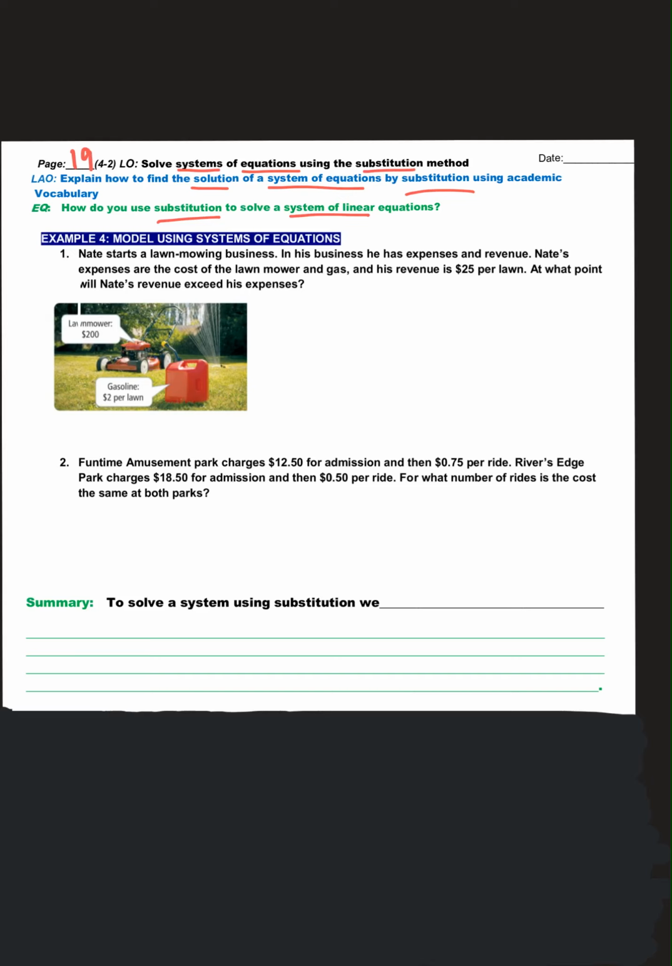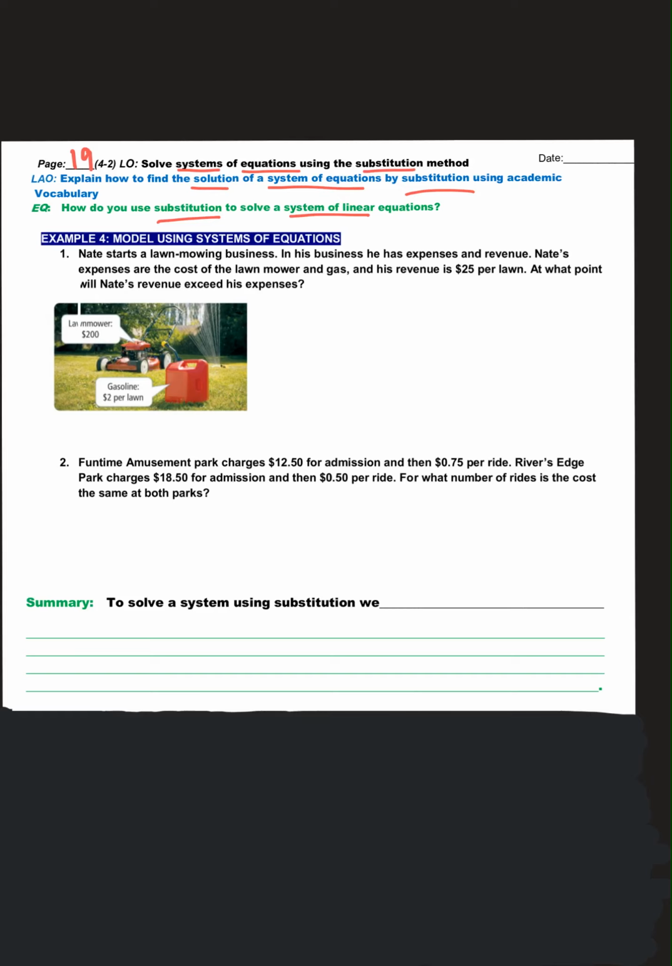So Nate starts a lawn mowing service. In his business, he has expenses and he has revenue. Nate's expenses are the cost of the lawnmower and gas, and his revenue is $25 per lawn. At what point will Nate's revenue exceed his expenses?